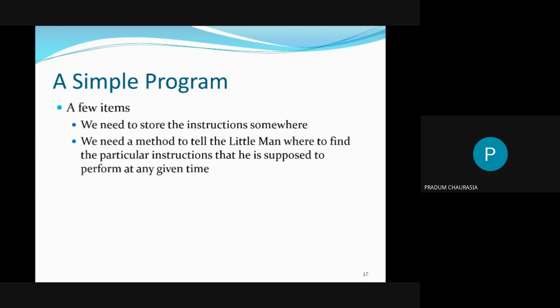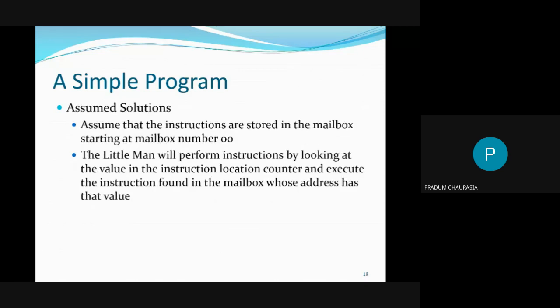the only option of memory. So all those things, instructions or programs as well as data, have to be put into your mailbox. The Little Man also needs to find a way to know which location he has to execute right now. So we need one more option, like an instruction counter, that we will discuss. All these instructions are stored in the mailbox and the starting location is 00. So the Little Man will perform an instruction by looking at the value in the instruction counter.